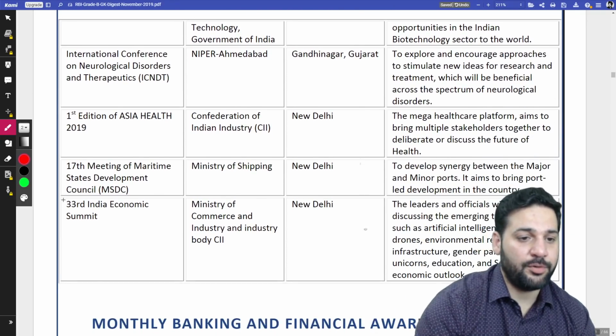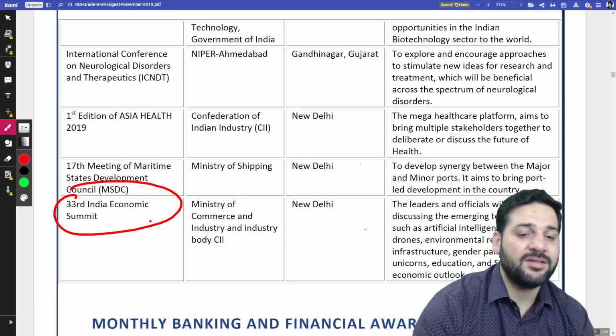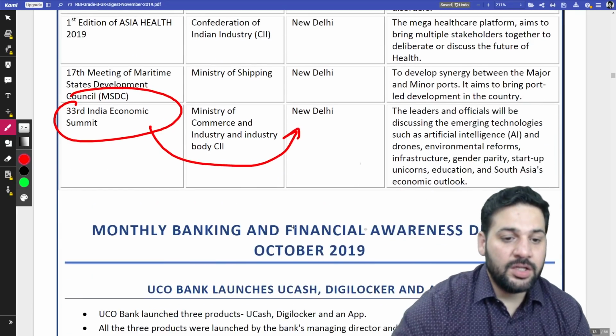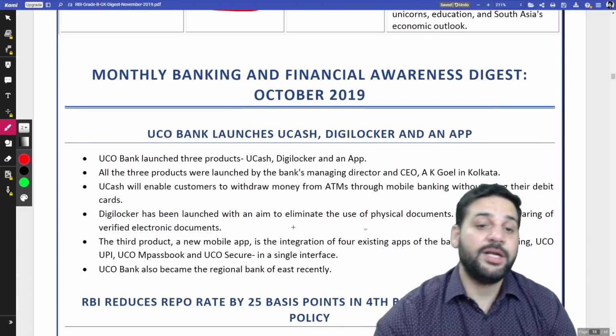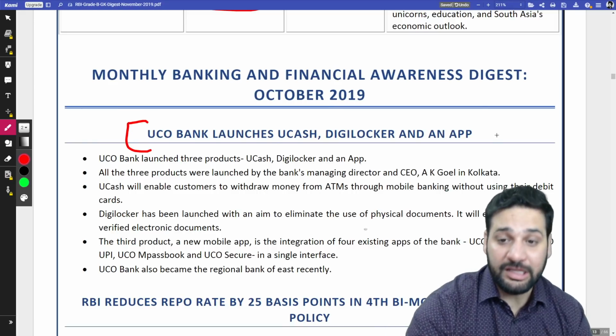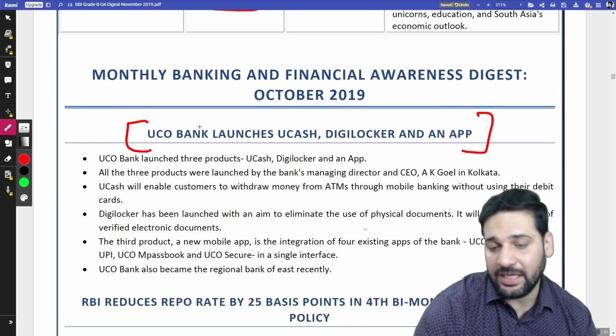So this one is important. 33rd India Economic Summit, again in New Delhi. And that's really important. UCO Bank launched the UCash DigiLocker. So that can be a question in the exam.